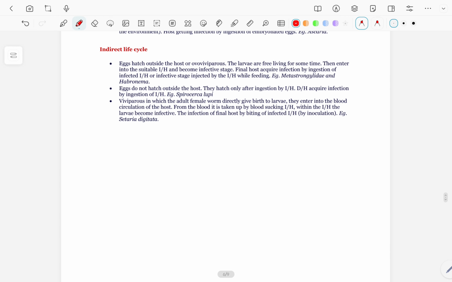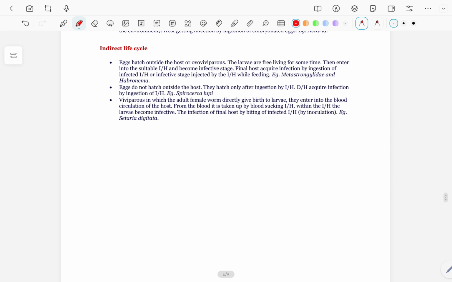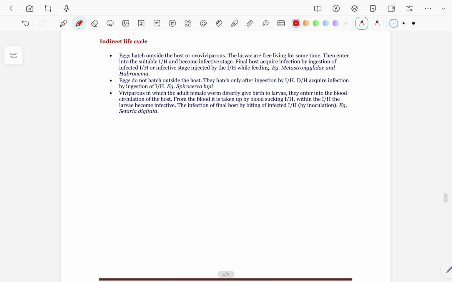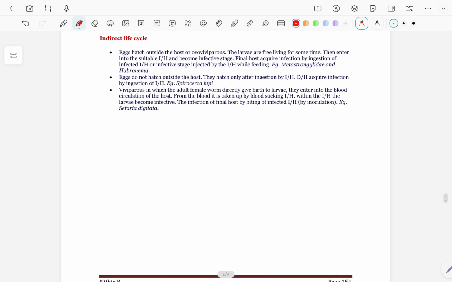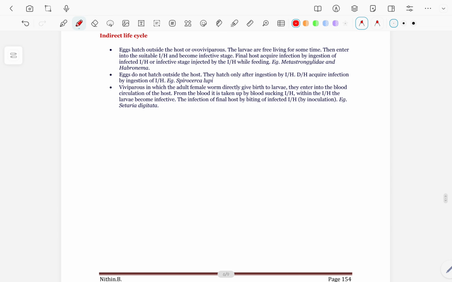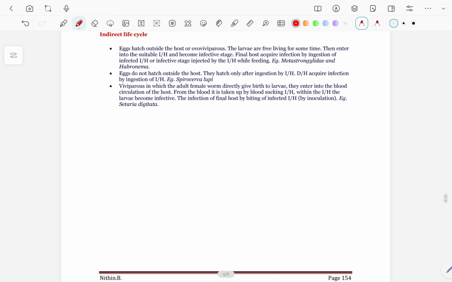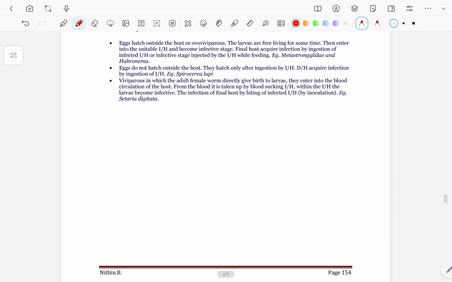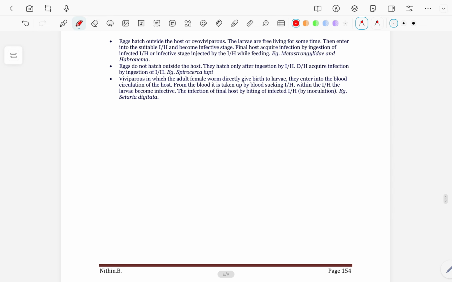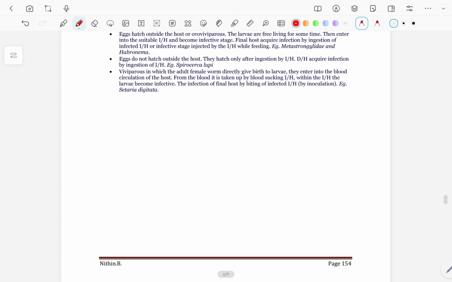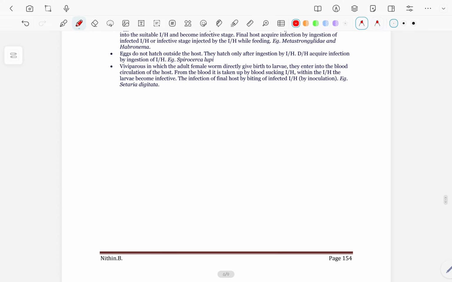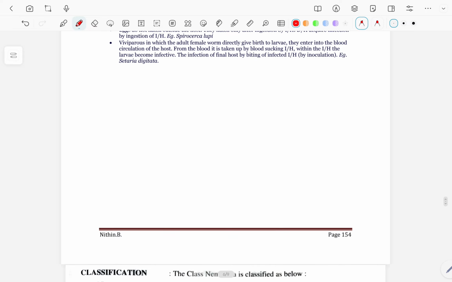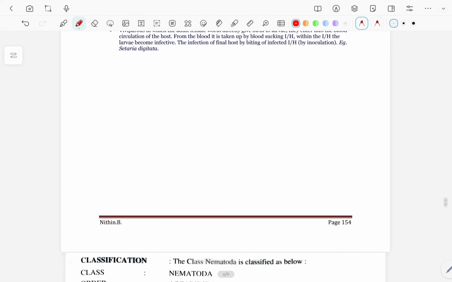Example: Spirocerca lupi. Viviparous, in which the adult female worm directly gives birth to larvae that enter the blood circulation of the host. From the blood, they are taken up by a blood-sucking host. Within that host, the larvae become infective. The final host is infected by the bite of the infected host, by inoculation. Example: Dirofilaria immitis.